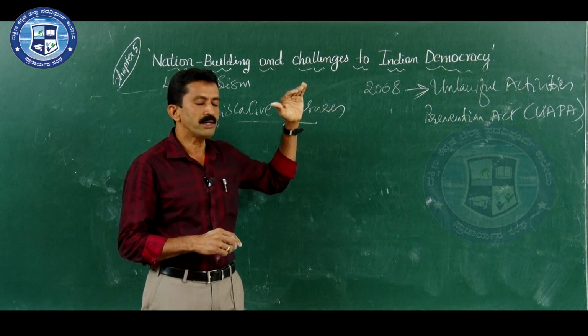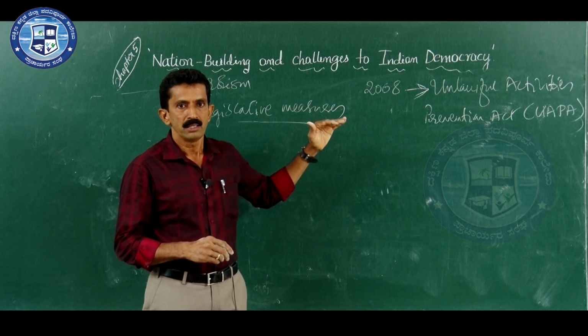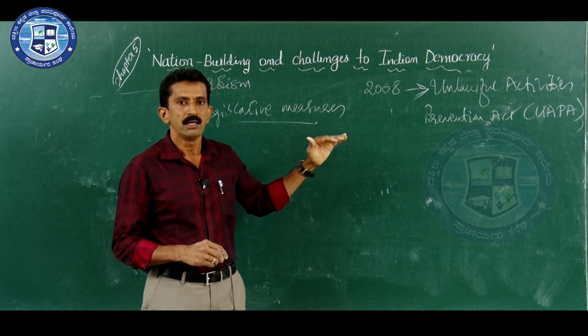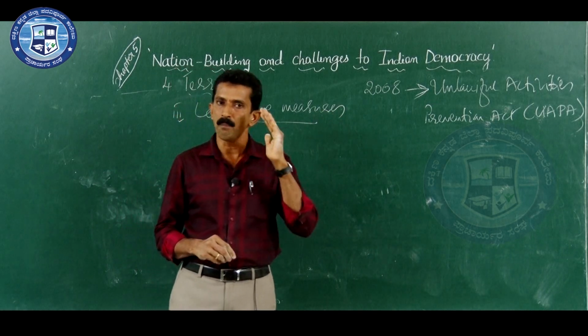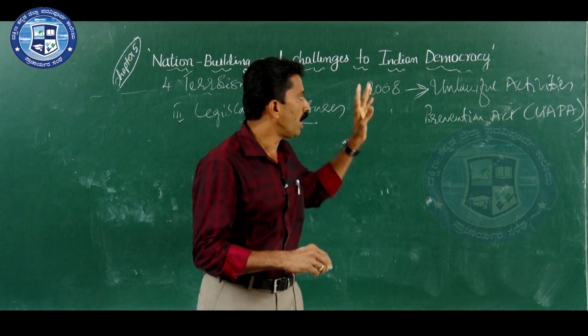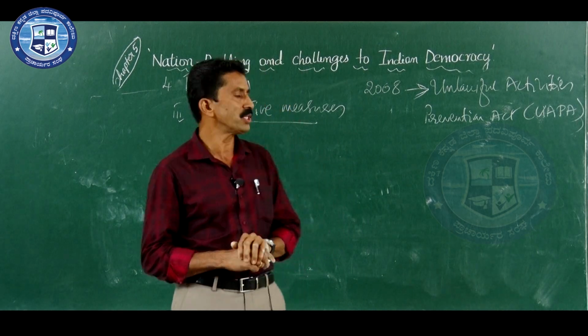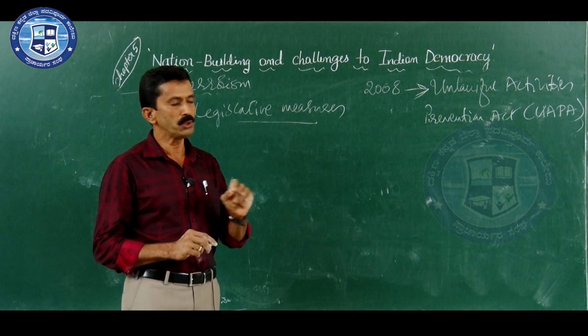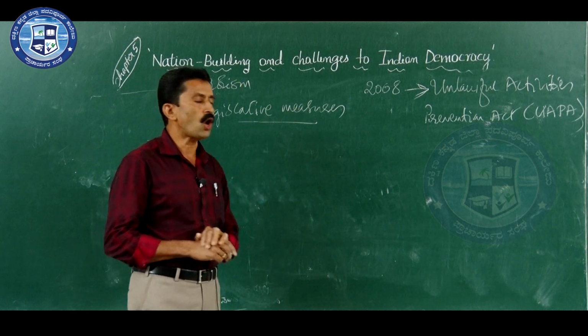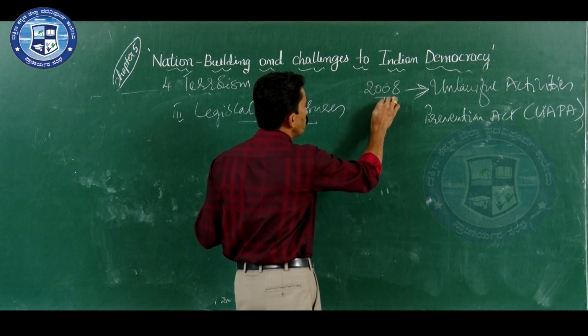So, after the Mumbai attack, the Parliament of India made a powerful act to combat terrorism, and it was the Unlawful Activities Prevention Act, which is popularly called UAPA. And you have to discuss the various clauses of the UAPA Act.